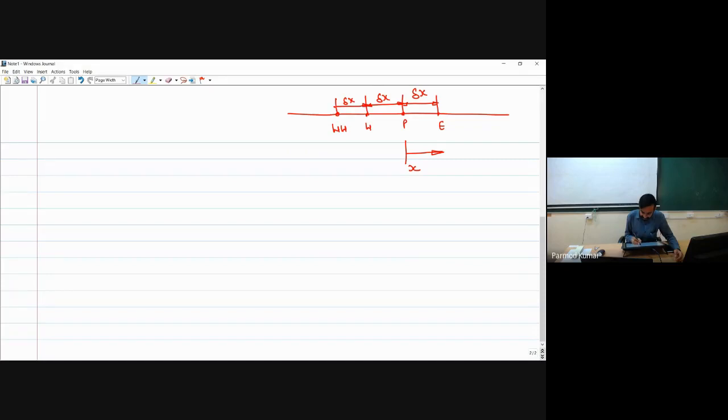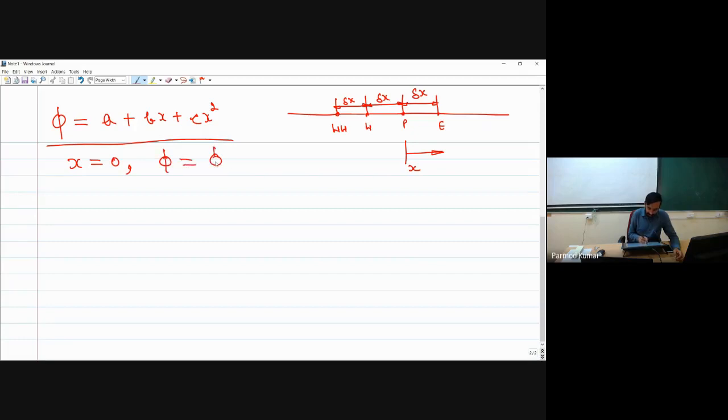Okay, so under this condition, I have phi as a plus bx plus cx square. Can you find out the values of coefficients? So from here I can say when x is equal to 0, at that time phi will be nothing but equal to phi p. Is this point clear? So from here I can simply say that phi p is nothing but equal to a.